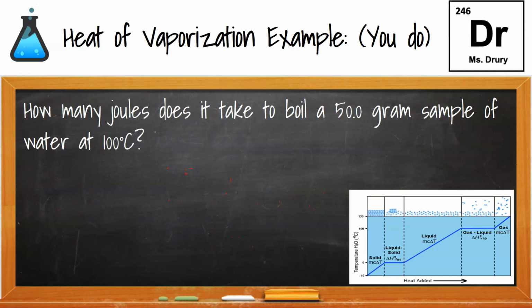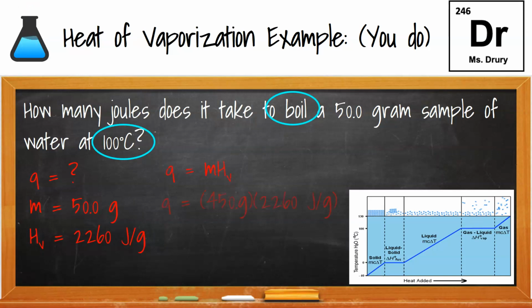How many joules does it take to boil 50 gram sample of water at 100 degrees Celsius? Once again, you're noticing that it says boiling at 100, so you're solving for a Q when the mass was 50 and your HV was 2260 because you're vaporizing. When you multiply the two numbers together, we got 113,000 joules, which, on a side note, could have been 113 kilojoules when you divide by 1,000. So it is important that you know that you can change joules to kilojoules at any moment if the question asks for it.